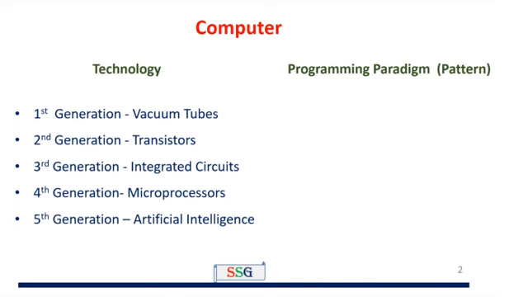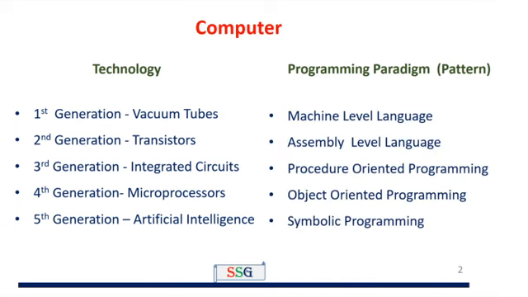At the same time, in programming pattern upgradation, in the initial days only experienced programmers used the computer. That is, a new user could not use the computer. In programming patterns, there are 5 patterns available. One is machine level language, second is assembly level language, third is procedure oriented programming, fourth is object oriented programming, fifth is symbolic programming.